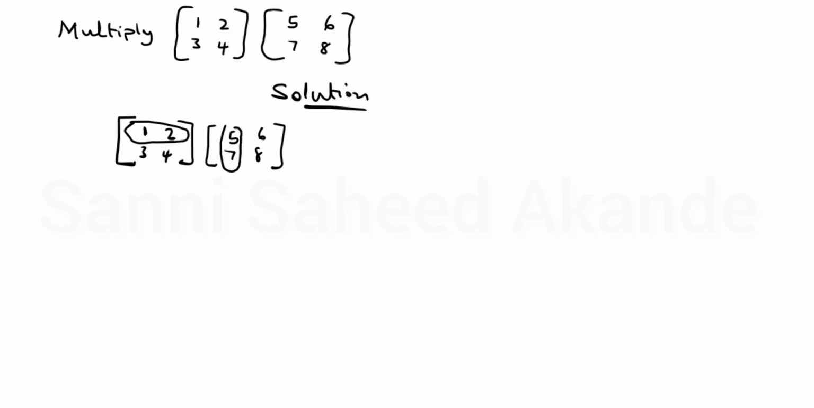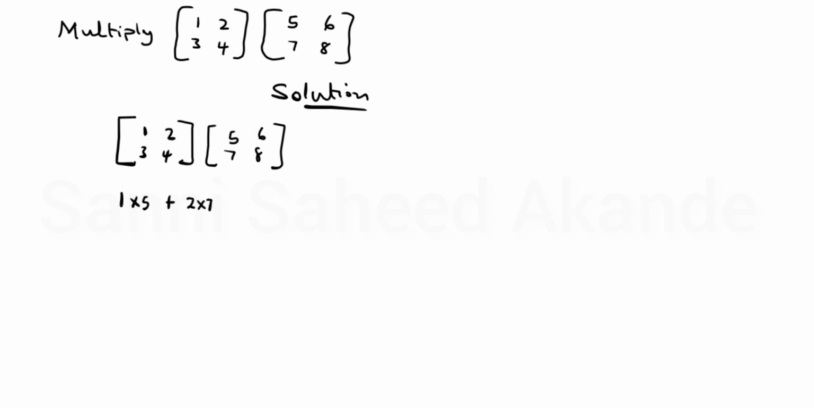Let's pick it. So now we are taking 1 times 5, then we take 2 times 7. That's just the pattern. Let's go ahead and write here. 1 times 5, let me just write it out, 1 times 5, plus then 2 times 7. So we are through with that.